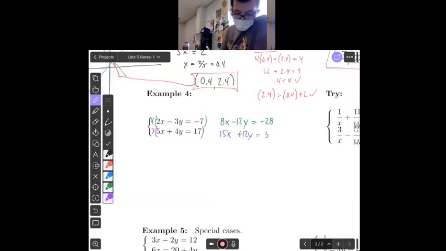And that's 51. We know those two will cancel. 8 plus 15 is 23. And thankfully, 51 minus 28 is also 23. So x is 1.